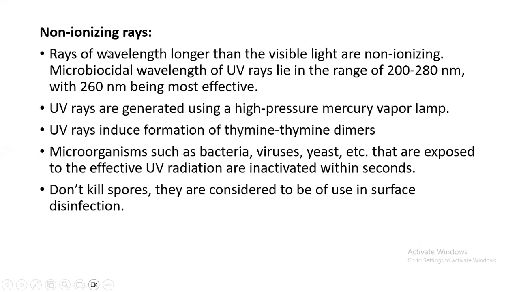Then we can also make use of non-ionizing radiations. UV rays are commonly used for sterilization, and the most effective UV rays are about 260 nanometer. They are generated by making use of a high pressure mercury vapor lamp. UV radiations will induce formation of thymine dimers, as a result of which the DNA replication process is inhibited. These can be effective against bacteria, viruses, yeast, basically vegetative cells, but they are not going to kill the spores.